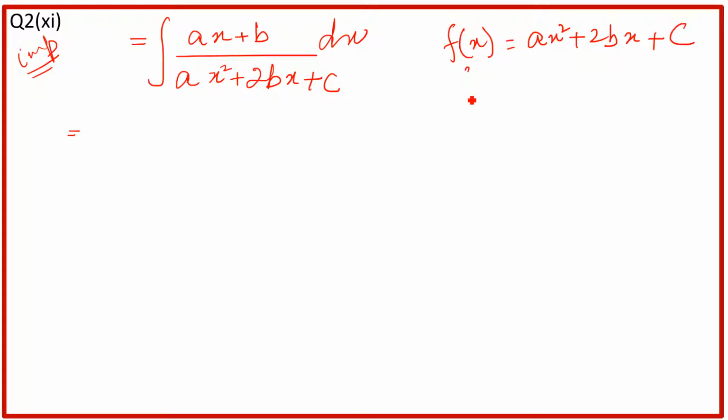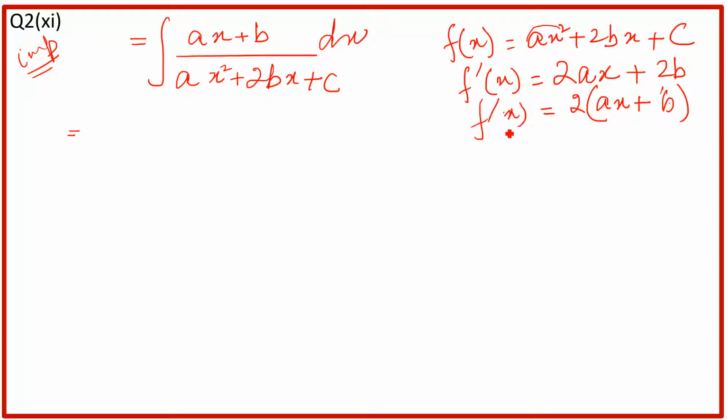This is the function. So f dash, or f prime of x, is equal to, how will we find the derivative? This 2 will come here and a is constant. So 2ax, and in differentiation we have to reduce the power. It is 2 minus 1, which is equal to x, and then 2b. This is 0, constant is 0. So the derivative of this function should be 2ax + 2b, but we have ax + b. We do not have 2.